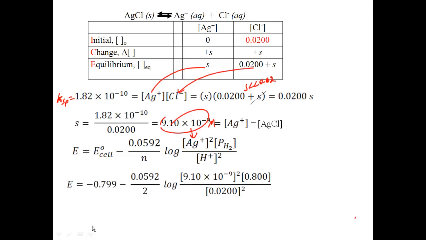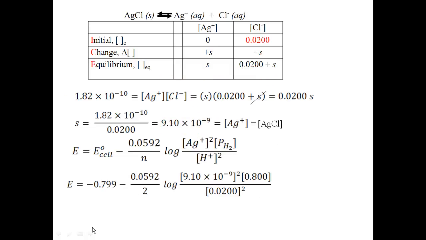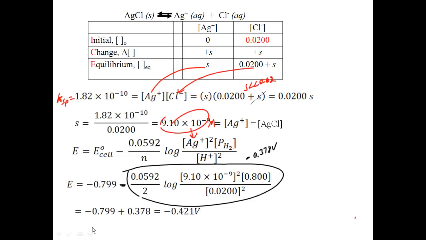Plug in the values. I got a negative 0.799 minus 0.0592 divided by the number of electrons transferred, which was 2, log of my 9.10 times 10 to the negative 9 squared, times my 0.8 divided by my 0.02 squared. Then mathematically, doing the math on this, that whole correction factor is going to be a negative 0.378 volts. Once again, a negative and a negative will give me a positive, which gets me a negative 0.799 plus 0.378, which gets me a negative 0.421 volts.